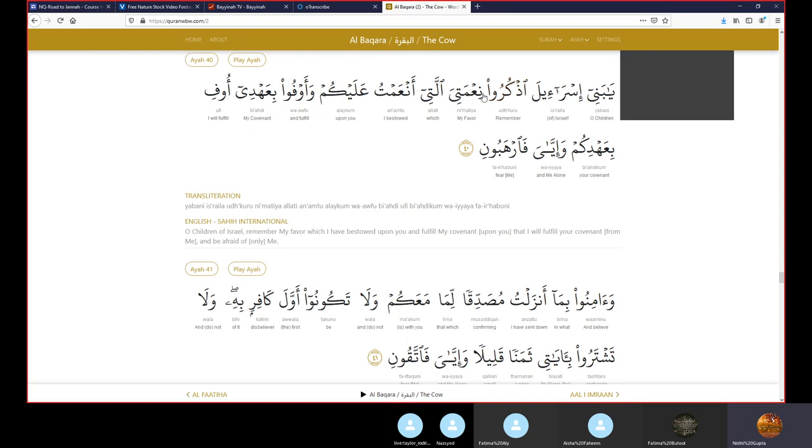So, O children of Israel, remember my favor upon you, which I bestowed upon you, and fulfill. What do you fulfill? Bi ahdi. Ahd, from the letters ayn, ha, and dal, means a covenant, some kind of a contract that both parties have agreed upon. It's been tied up strongly, and you've made this covenant very firmly with each other, right? There are two parties who agreed on something, and it's been made firm, so it's like a covenant now. Ufu bi ahdikum. So fulfill your covenant, and I will fulfill my covenant. You fulfill your part of the bargain, and I will fulfill my part of the bargain. Bi ahdikum means all of yours.